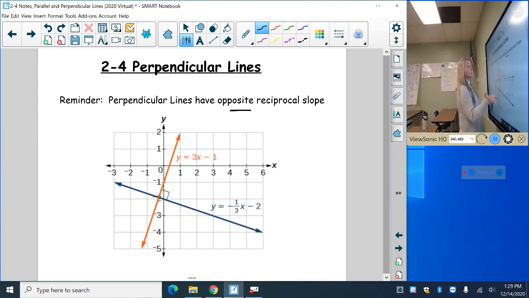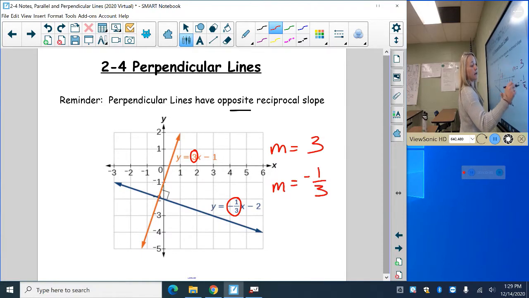If we look at this here, we can see these are two perpendicular lines. We have y equals 3x minus 1, and I have y equals negative 1/3 x minus 2. Take note of those slopes. I have 3 and I have negative 1/3. 3 and negative 1/3 are opposite reciprocals, which means if it's negative, it becomes positive. If it's positive, it becomes negative. And the reciprocal is when you flip the fraction, or the numerator and the denominator.